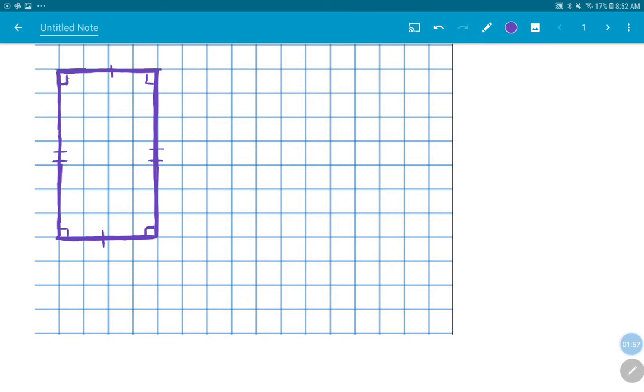So remember, the definition of a rectangle is that it has 4 sides. The opposite sides are the same length. And there are 4 right angles. All right, so now we're going to trace around the outside of the rectangle so that we can see the distance around the outside. So I'm going to switch colors. I'm going to start at the top left corner, and we're going to count each unit as we go.